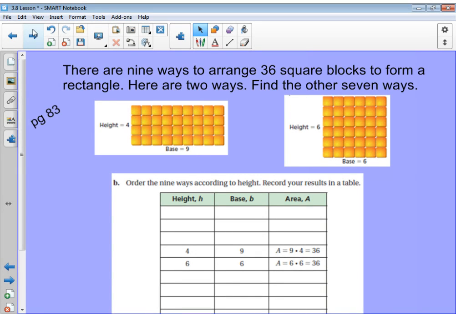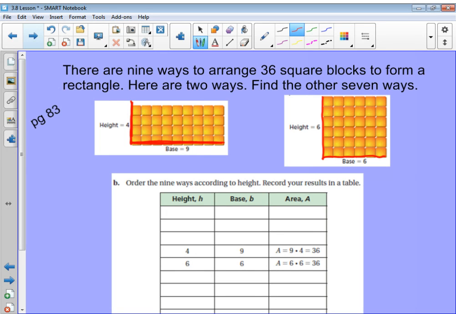So there are nine ways to arrange 36 squares to form a rectangle. Here are two of the ways that you can find, and then we're going to go ahead and find the other 7. What they're talking about in this little chart in letter B, and why they have part of it filled out, is they just filled it out based on what pictures we currently have here on the screen. On the first one, on the left-hand side of your screen, you've stacked 4 blocks high and 9 blocks across. And that used up all of our 36 blocks.